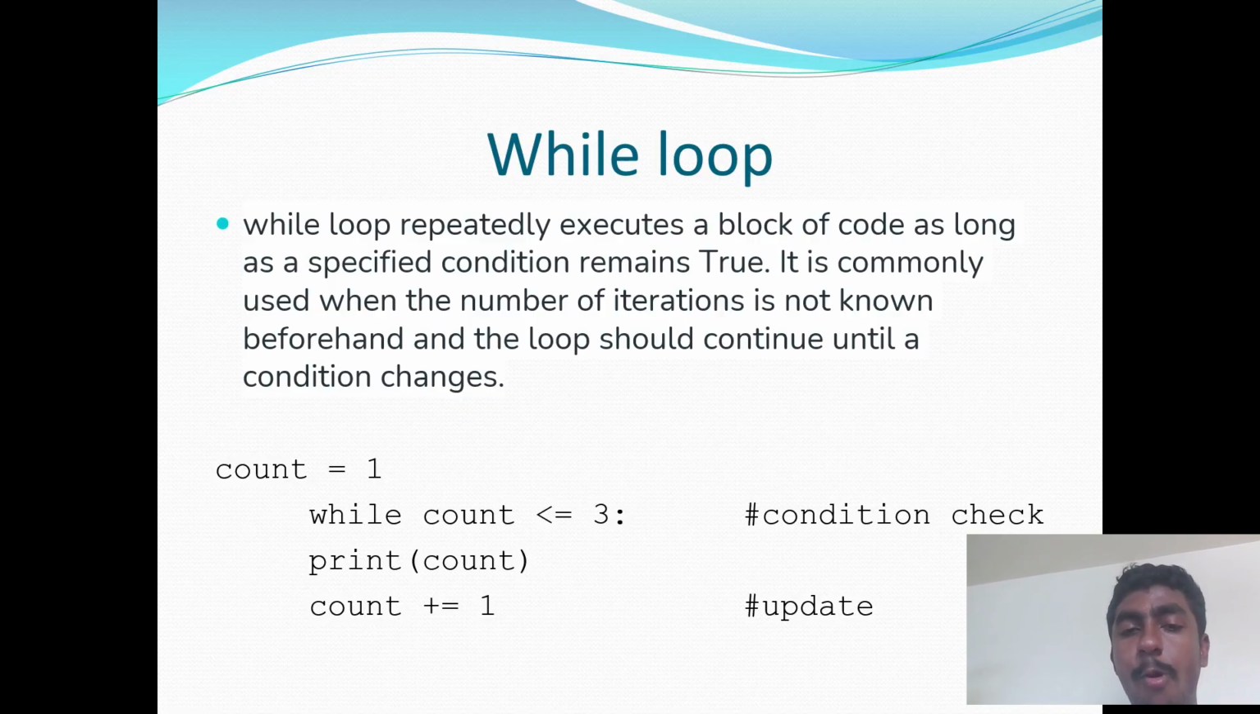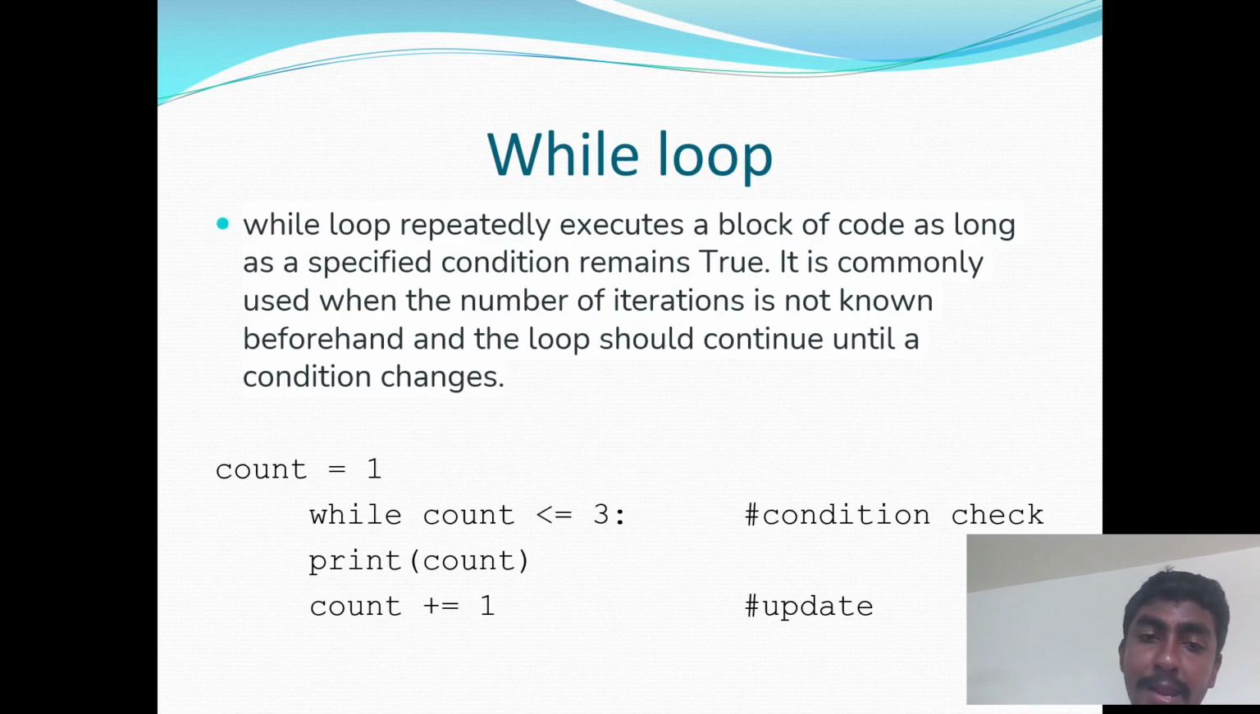Example 2, washing machine. A washing machine keeps spinning while the timer is not over. Once the timer reaches 0, it stops automatically. And then example 3, YouTube login. Suppose YouTube asks you to log in. If you enter the wrong password, it asks again. And if you are still wrong, it asks again. The process continues while the password is incorrect. As soon as the correct password is entered, the loop ends.